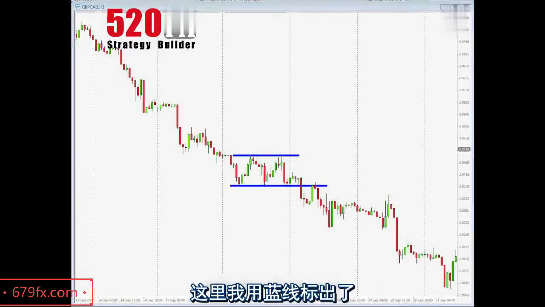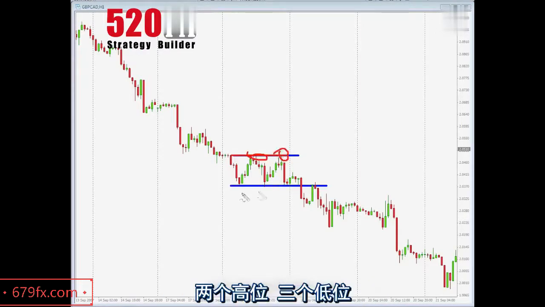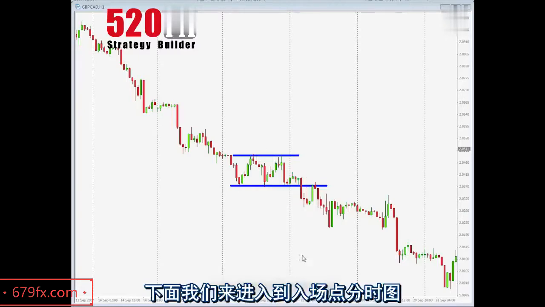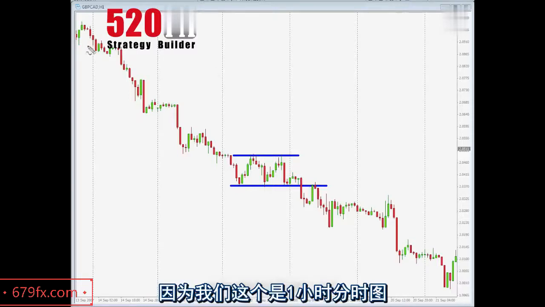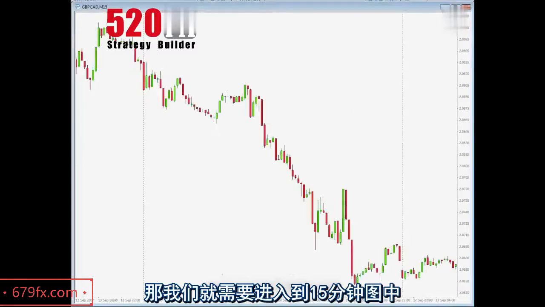And we can clearly see I've marked this sideways range in blue on my screen. We have, as usual, a double top. Sorry, in this case we have a triple bottom right there, effectively building the range, and this is the breakout that I would be looking to trade. In that case, if I zoom into my trigger chart, since this is the hourly chart, I would zoom into the 15 minutes time frame in order to search for an entry.